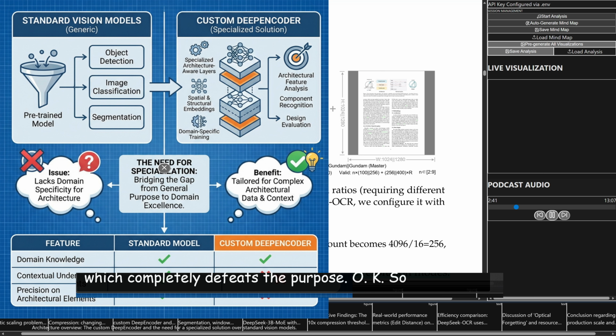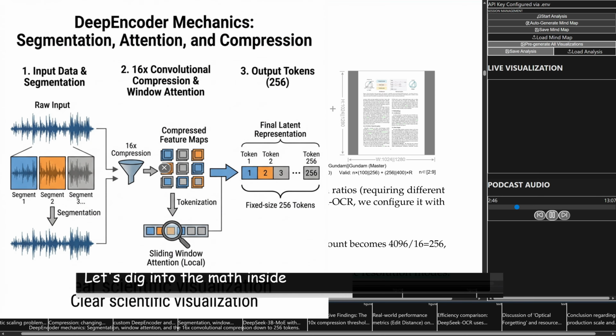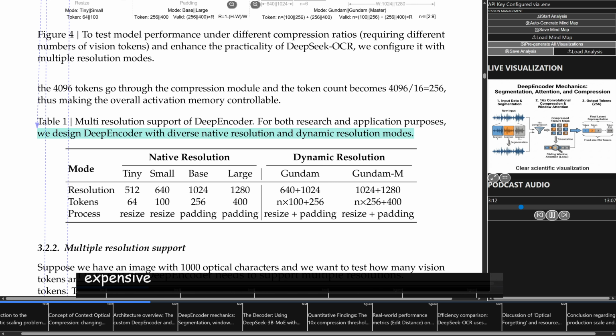Okay, so the genius of the DeepEncoder is managing those trade-offs. Let's dig into the math inside that compression pipeline. How does it even start turning a high-res image into just a handful of dense tokens? It starts with segmentation. So they take a high-res input, let's say 1024 by 1024 pixels, and based on their patch size, it immediately gets segmented into 4,096 initial patch tokens. 4,000 tokens. Wow, that's still a massive sequence. Even for vision, that's where things start to get computationally expensive. How do they handle that?